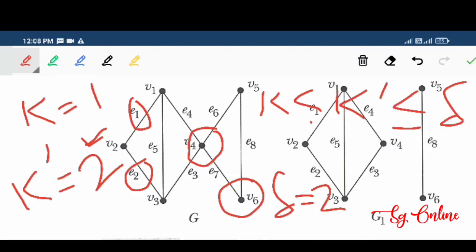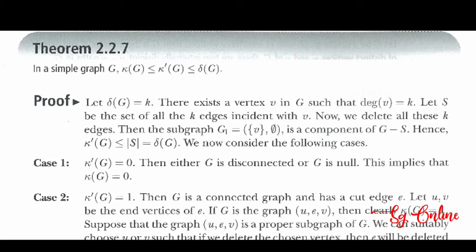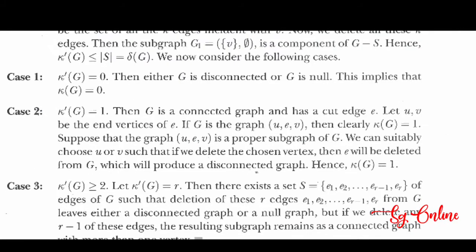That we will now prove in general, but in this diagram you see the vertex connectivity is 1, the edge connectivity is 2, and the minimum degree of the vertex is also 2. The proof is a bit lengthy. So the first case we consider is that if kappa dash is equal to 0, then the graph is disconnected, or a null graph, and that also says that kappa G is also 0, because then the graph is already disconnected, so you don't have to remove any vertex to make it disconnected.